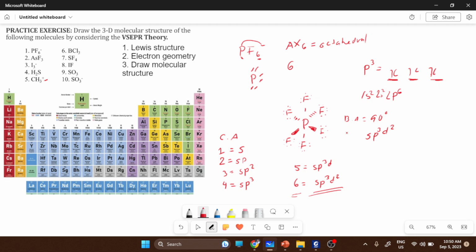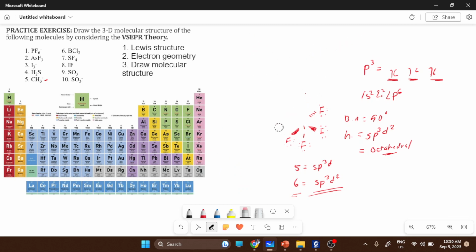So, back to hybridization. The molecular geometry or structure of this is octahedral. Remember, molecular geometry is different from electron geometry. Okay? Now, let's erase this one and proceed to number 2.